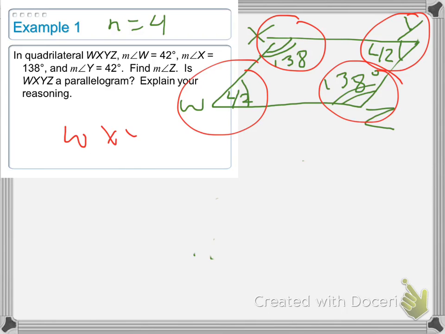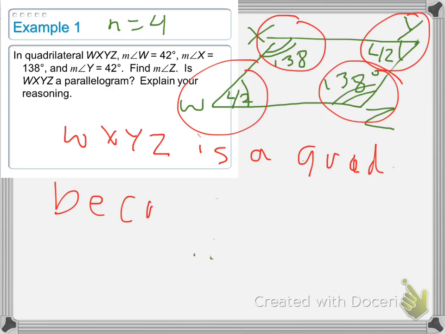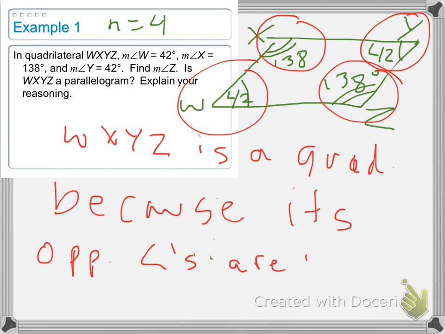W, X, Y, Z is a quadrilateral because its opposite angles are congruent. There we go.